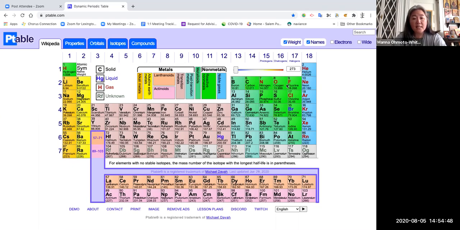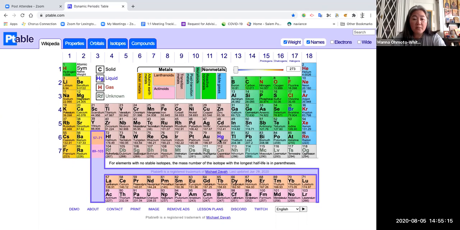Red is gas. So there are not many gases. This whole column are gases. In fact, they are called noble gases. And then there are other ones that are probably more familiar, like hydrogen, nitrogen, oxygen. Maybe you've heard of fluorine and chlorine gas. And then a very few number are going to be blue, and those are liquids.